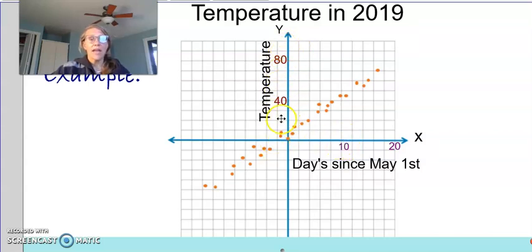However, if you look along the y-axis, our scale is very different. We have 40 and 80 on here. Now to get to 40, we have to count by tens: 10, 20, 30, 40. So our scale along our y-axis is tens, all right?